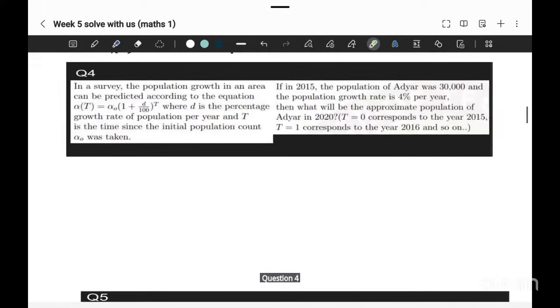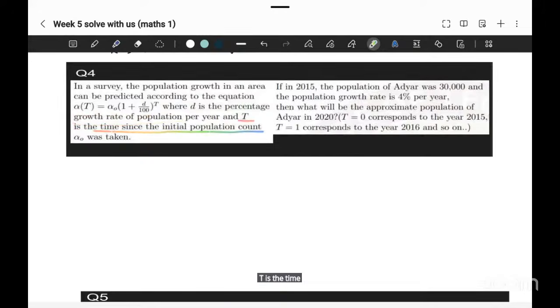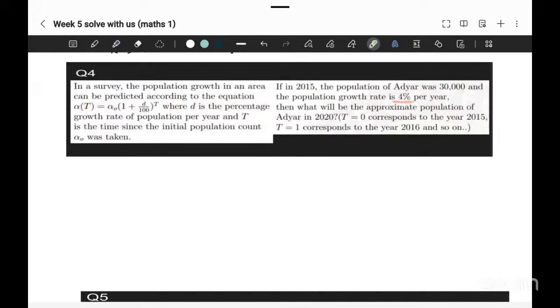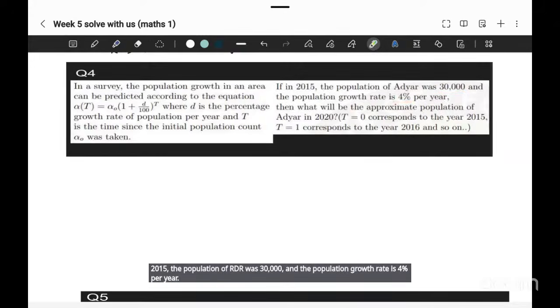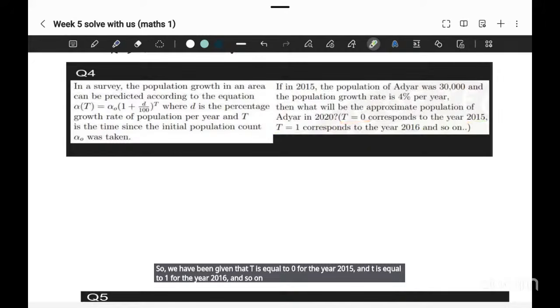Now, question 4. In a survey, the population growth in an area can be predicted according to the equation, where D is the percentage growth rate of a population per year. T is the time since the initial population count alpha naught was taken. If in 2015 the population of Adyar was 30,000 and the population growth rate is 4% per year, then what will be the approximate population of Adyar in 2020? So we have been given that T is equal to 0 for the year 2015 and T is equal to 1 for the year 2016 and so on. Solve this and tell me the answer.